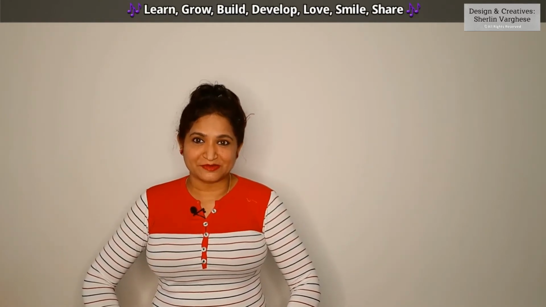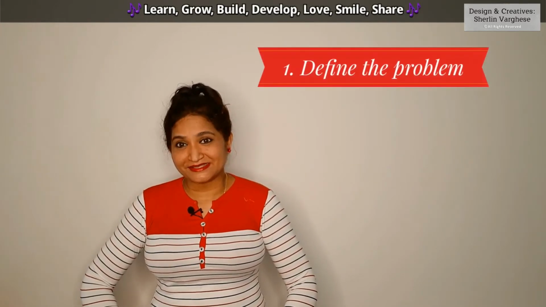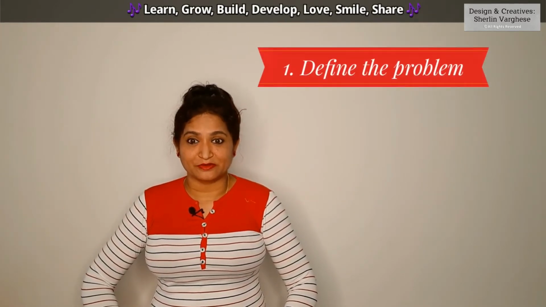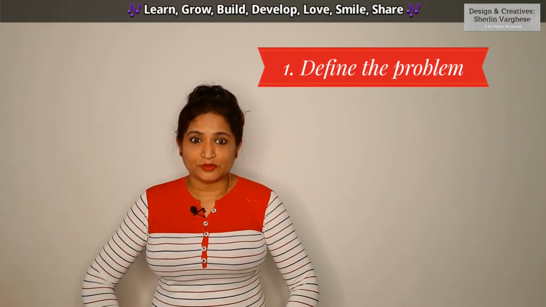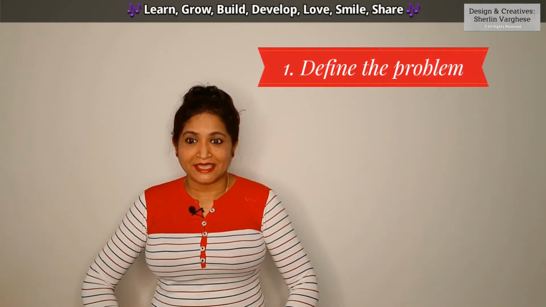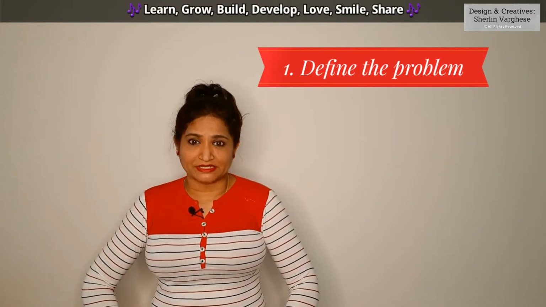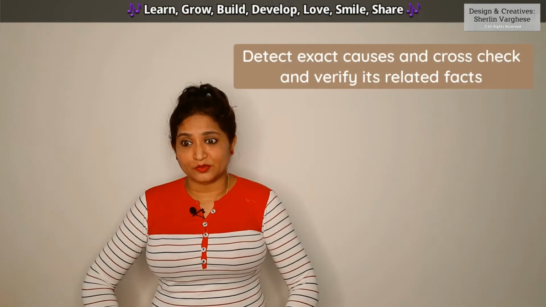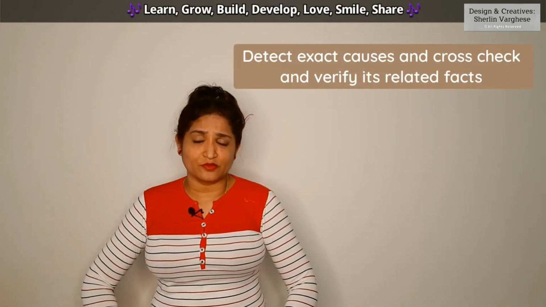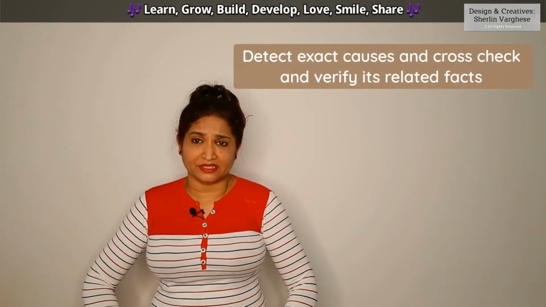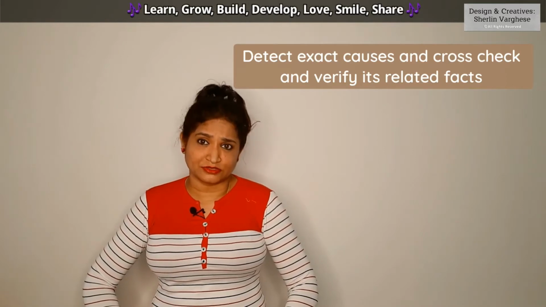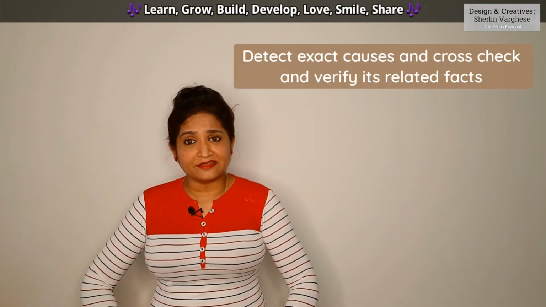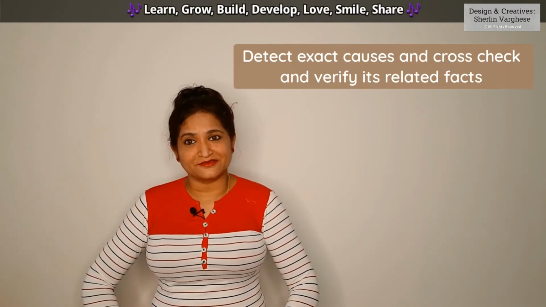In today's session, let us understand 4 simple steps to solve a problem. The first one, define the problem. Break the concern or problem into minute parts and exactly pinpoint and detail what the problem is. Detect the exact causes behind the problem and get the information cross-checked and verified before arriving at conclusions. Hence, identifying the problem clearly is the first one.